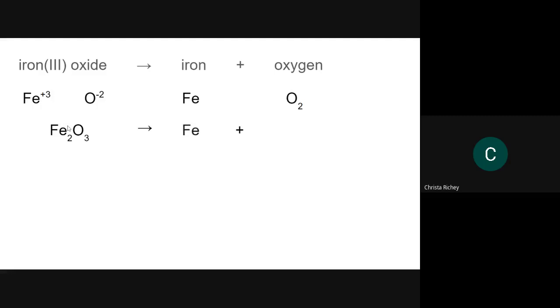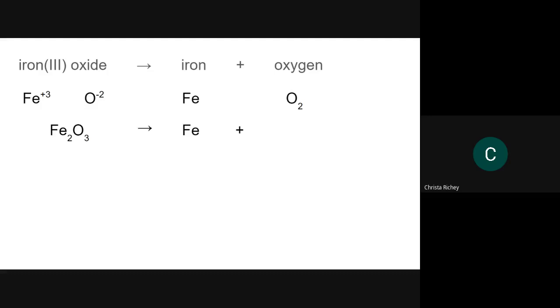Fe2O3. Since I'm not picking on you, you haven't had this in a long time, and I know what the problems are. When those charges don't add to 0, and I know the iron was plus 3 because the I is 3 in Roman numerals, these do not add up to 0. You switch numbers, and then you just ignore the charges. That's how I did it.